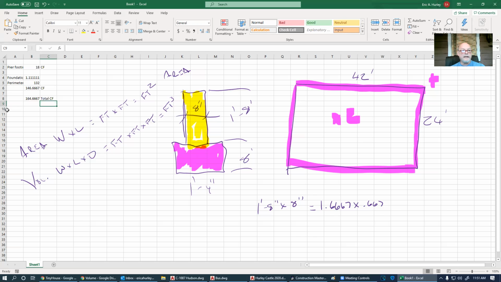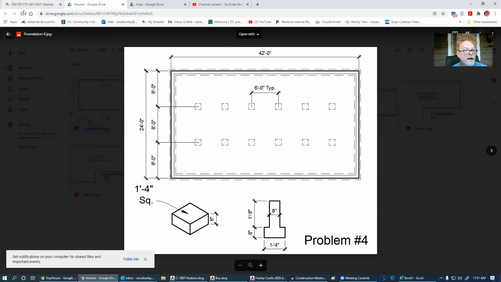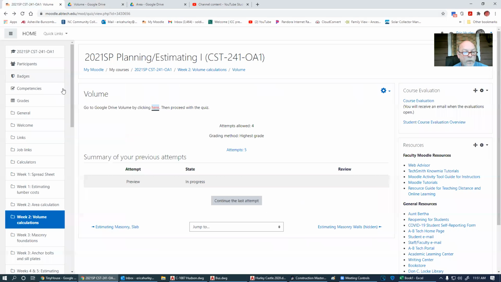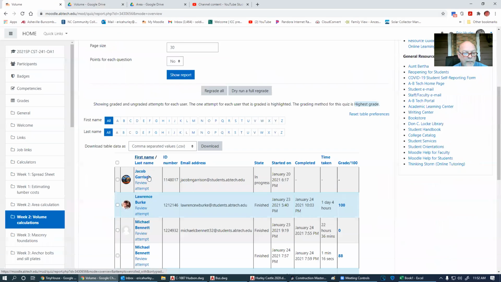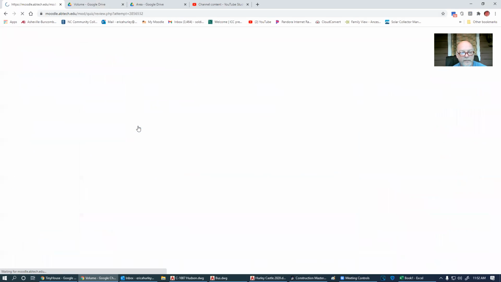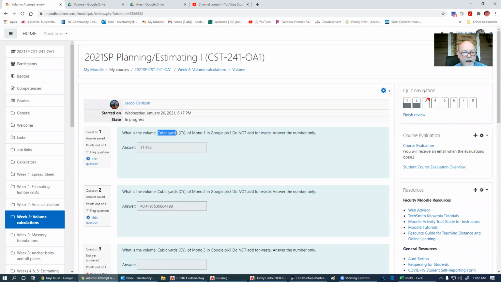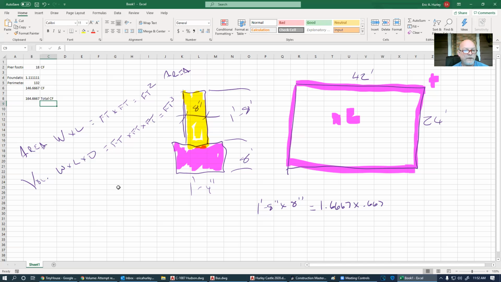Now I believe I was asking for the volume. Let me go back into this first question again. I know I was asking for the volume, but I mean in cubic yards. Yes, so I'm asking for cubic yards in here. So how do I find out what the cubic yards are? I need to find the total cubic yards.